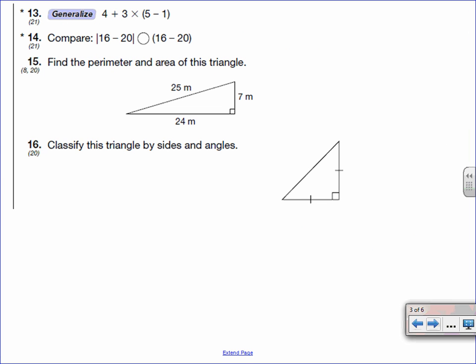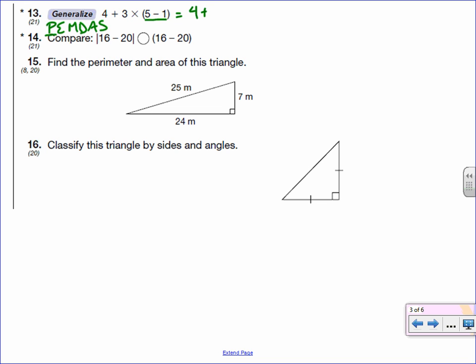Generalize, in this case, just means find the answer, and they're asking you to use order of operations. So, according to, please excuse my dear Aunt Sally, parentheses comes first. That's what the P stands for, so we're going to do this first.